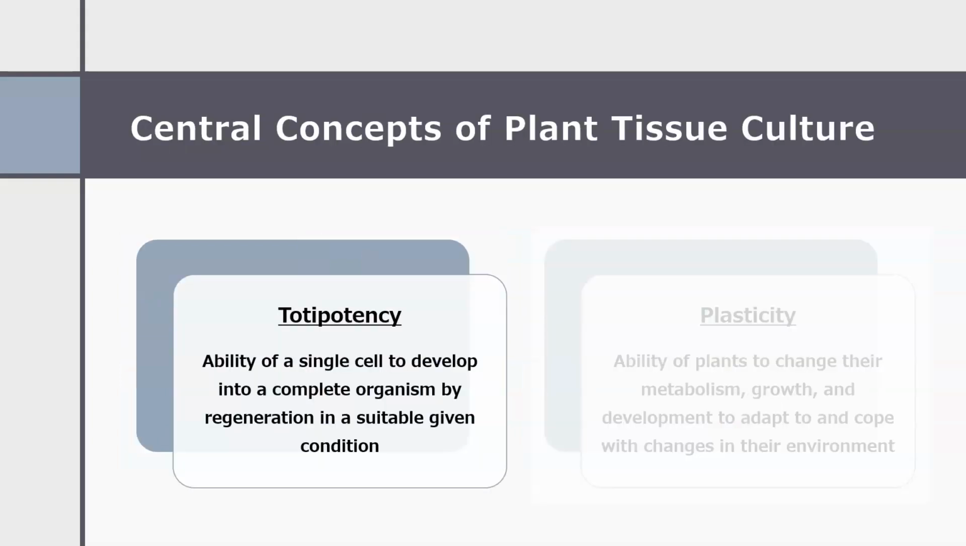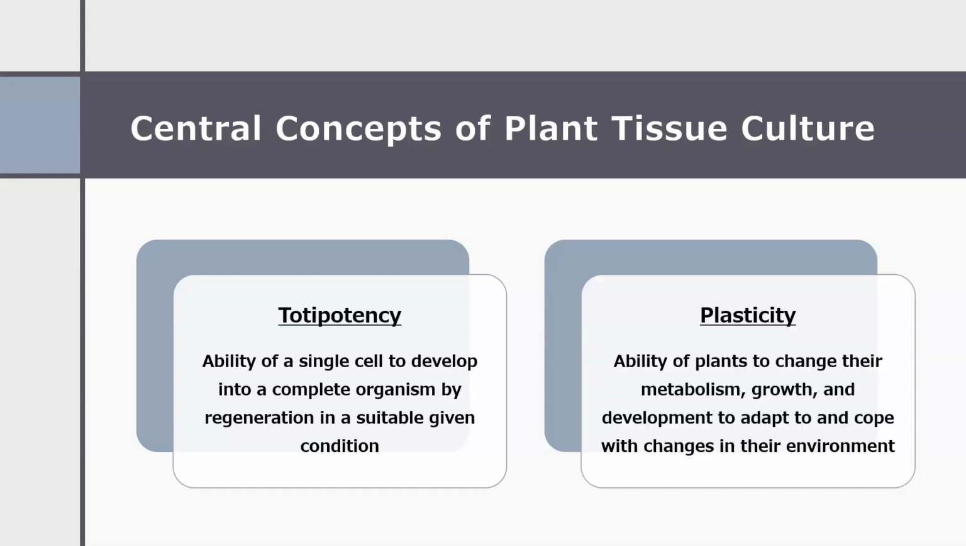Two key concepts, totipotency and plasticity, are central to understanding the regeneration potential of plant cell culture. Totipotency refers to the ability of a single cell to develop into a complete organism, or regenerate into a whole plant, under suitable conditions, including its metabolic functions. Totipotent cells retain the full genetic potential of the mature organism from which they were derived, enabling them to divide and differentiate into a mature plant, when placed in an appropriate environment, or under favorable conditions.